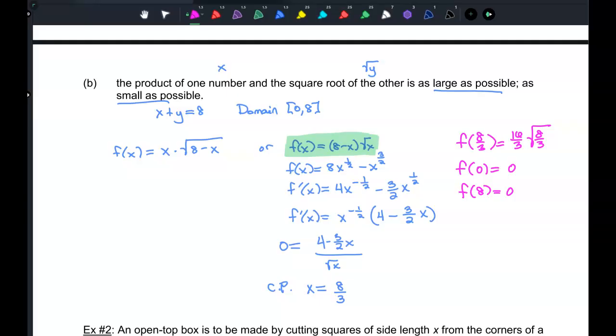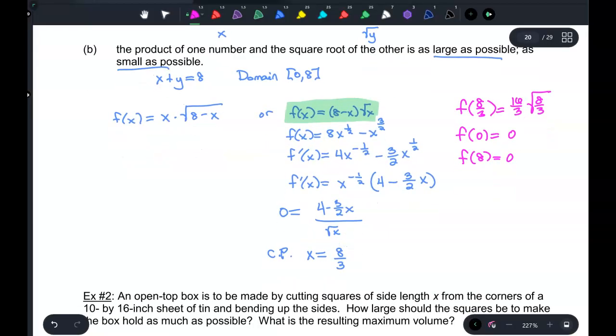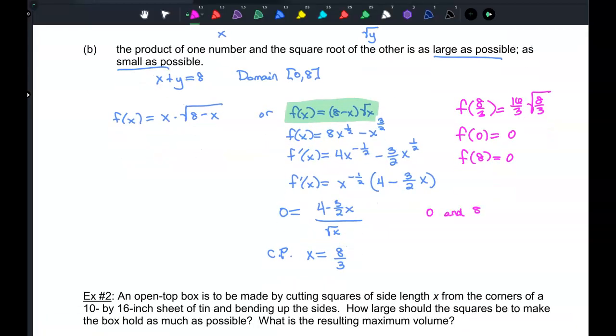If you really want, you could change this to a decimal. So this will be my absolute maximum, and 0 and 8 will result in the absolute minimum. That makes sense. So 0 and 8 are the absolute minimum, and 8/3 and 16/3 are the absolute maximum.